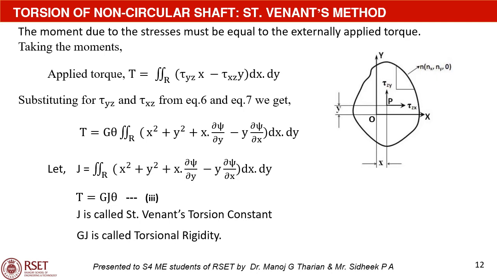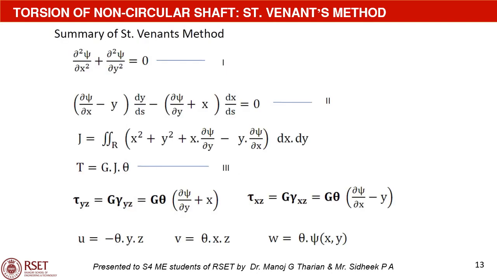Now we will summarize the Saint-Venant's method which we have learned, used for the analysis of torsion of non-circular shaft. In order to solve a problem using Saint-Venant's method, we will be given the geometry of the shaft, that is the shape of the cross section and the length of the shaft. Also, we will be given the material property of the shaft, namely modulus of rigidity G. In addition, the value of the applied torque T will be given.